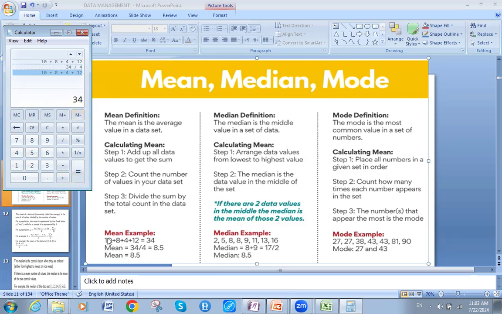I will divide them by the number of observations. How many numbers do I have here? 1, 2, 3, 4. Then I will divide them by 4. That will give me 8.5. This we call the mean, or the average.